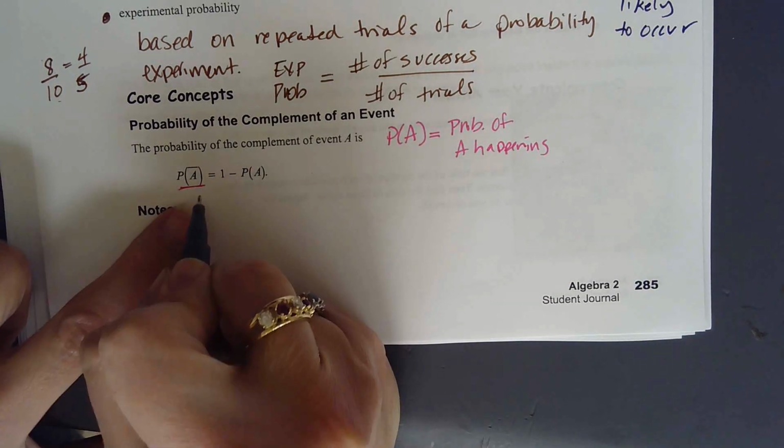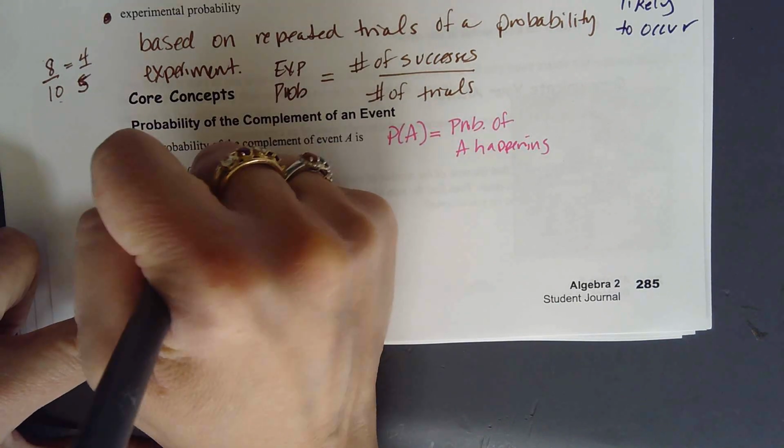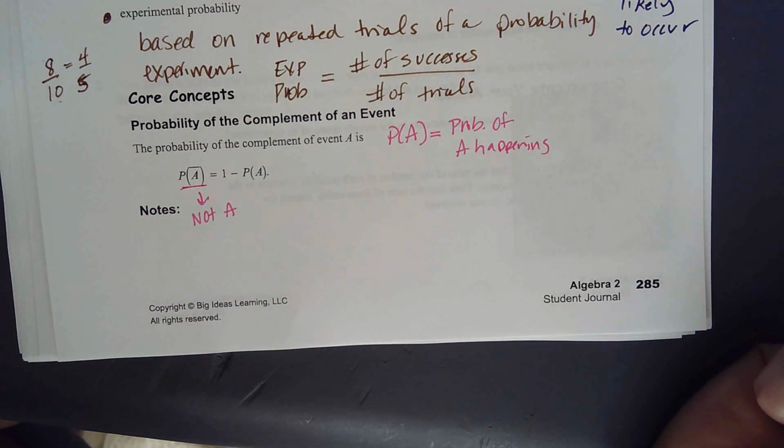The probability of A bar, with this bar over it, really means not A. In other words, it's like in our scenario with the 4.